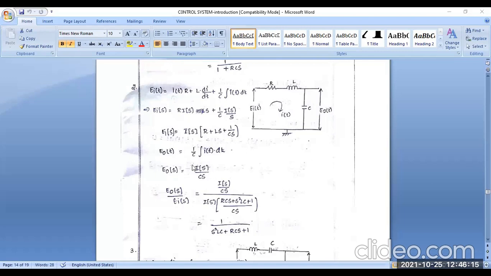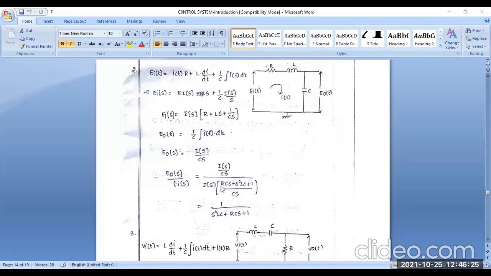So you can easily input this value, that is I(s) by C(s) by I(s) into R plus Ls plus 1 by C. You have to calculate this one, then this I(s) is neglected, C(s) is neglected, the equation is 1 by s squared LC plus RCs plus 1. So this is the required transfer function of the RLC circuit after you have applied the Laplace transform also.